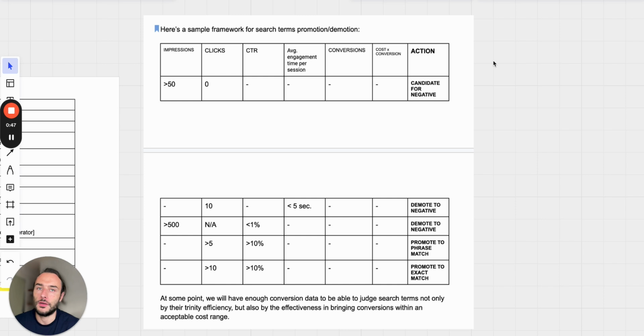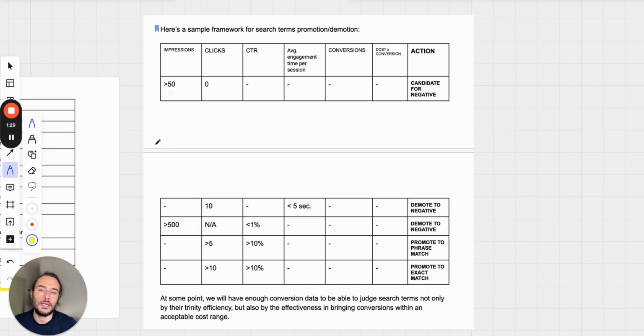There's a catch here, because initially we maybe won't have many conversions, or we won't have conversion data. So we need to rely on a different promotion mechanism, one based on the relevance of the ad. Basically, we will need to look at clicks and CTR instead of just conversions. You can see in this table a framework to promote keywords, or even to demote them to negative keywords if they're not bringing any traffic. But let's focus a bit on the promotion part.